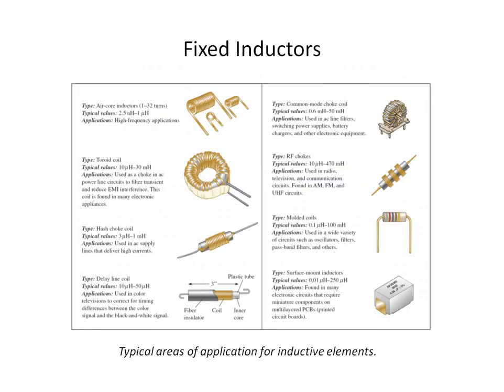Fixed inductors can come in, again, all sizes and many different types of packages. It really depends on the application, and here are just a few of them. We have air core, which is the top left, but then we have the toroid coil, the hash choke coil, the delay line coil, common mode choke coil, RF chokes, molded coils, and of course we have the surface mount inductors as well. So there are many different types of packages, really dependent on where it's going to be used and what the application is.